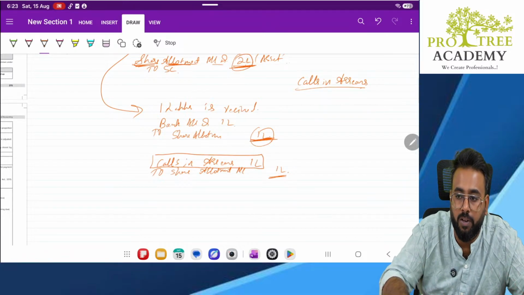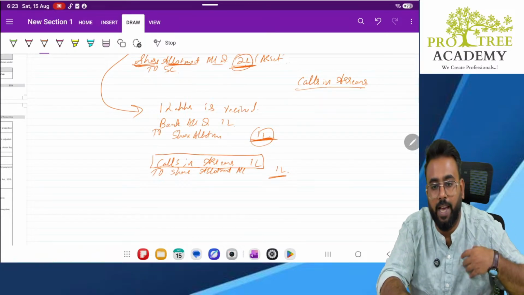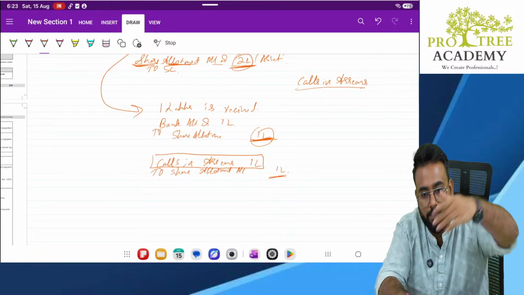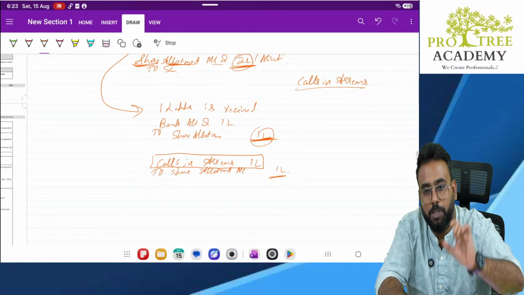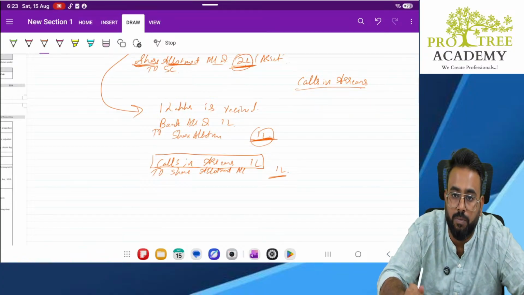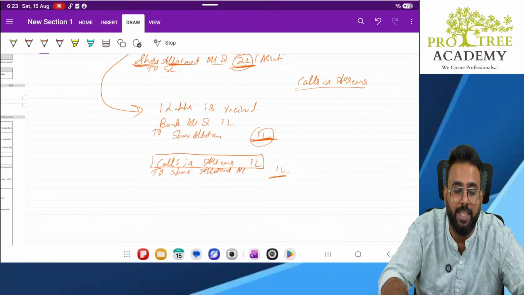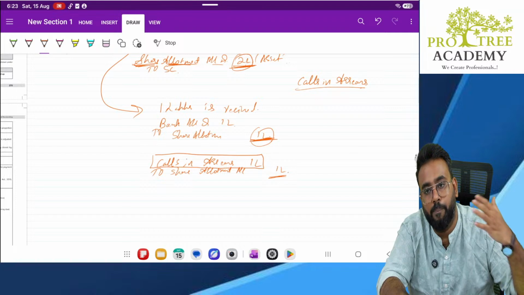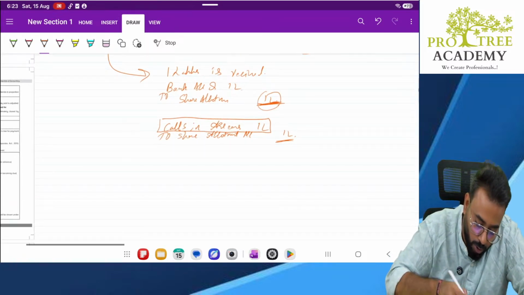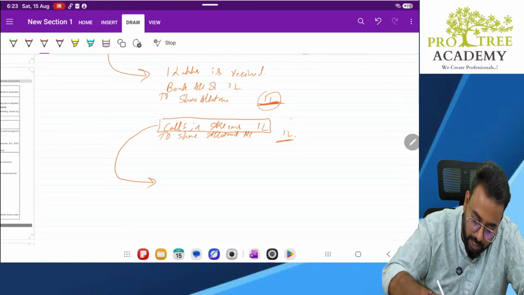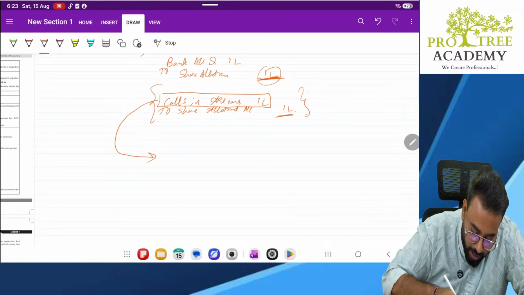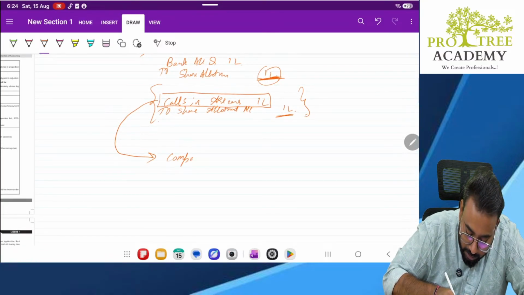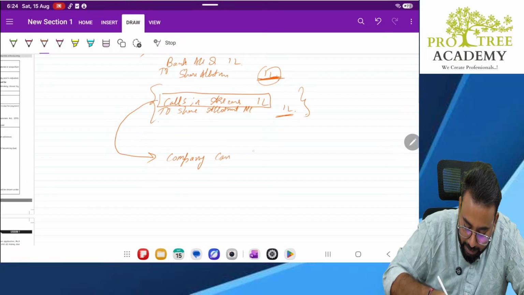So what is calls in arrear account? We have already called them, asking please pay the money, but they have not yet paid. So that amount will be shown in calls in arrears account, which means the company has a receivable. This is the journal entry to pass it to calls in arrear. Now on this calls in arrear, the company can charge interest.